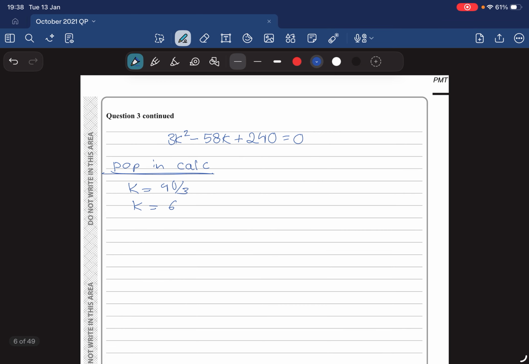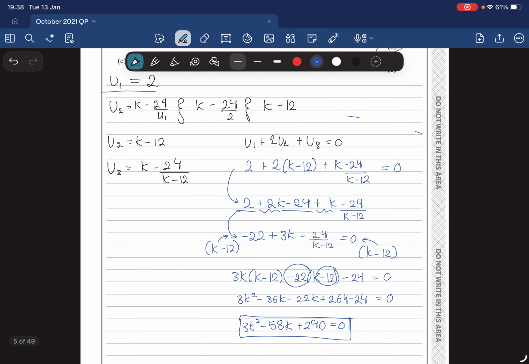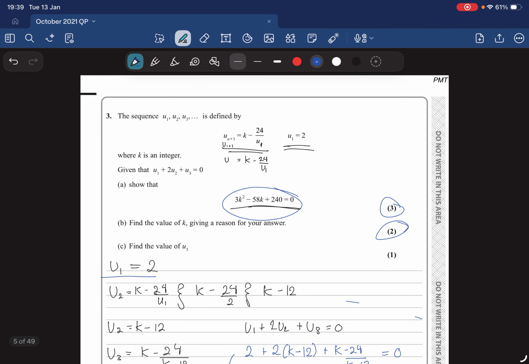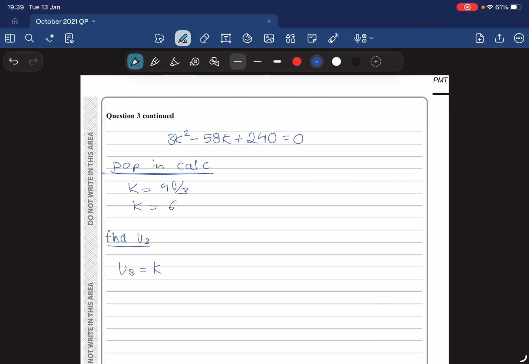And then find U3. So find U3. So remember that equation I was talking about right over here? U3 is equal to K minus 24 over K minus 12. Well, we can actually just sub K in now, which is pretty cool. We know that K is equal to like 6. We can just sub in 6. 6 minus 24.